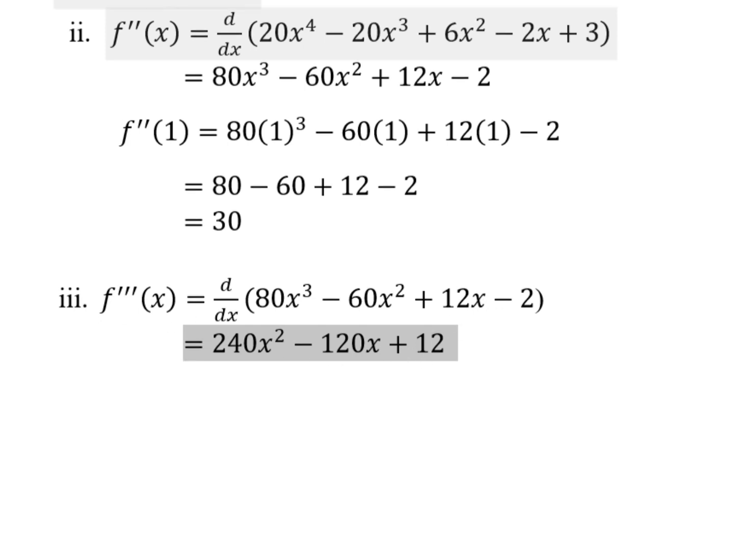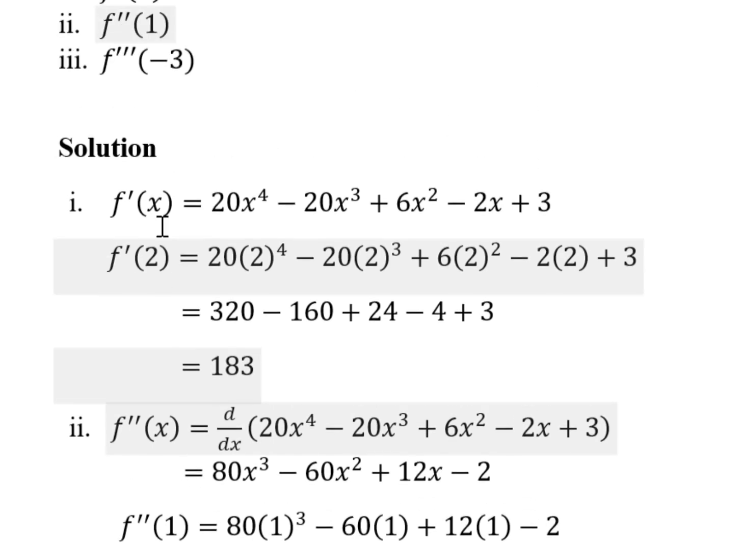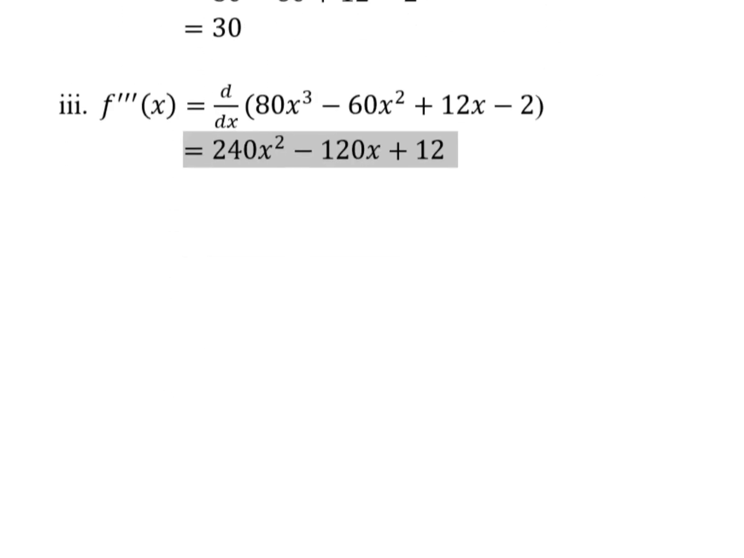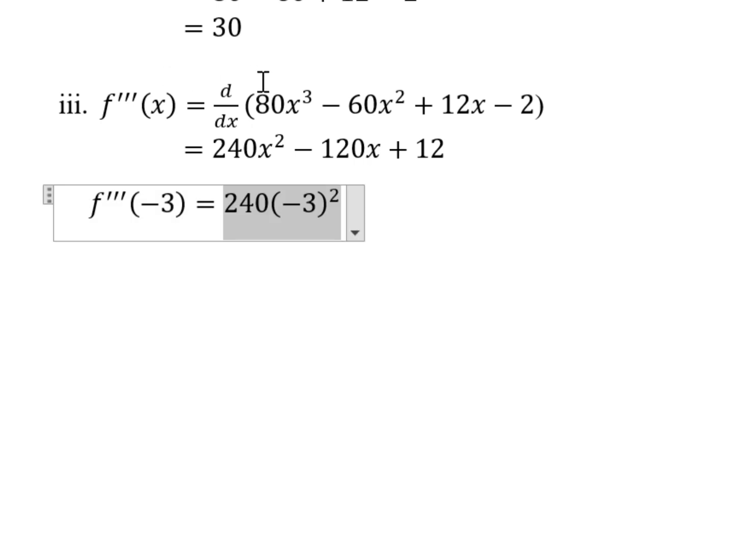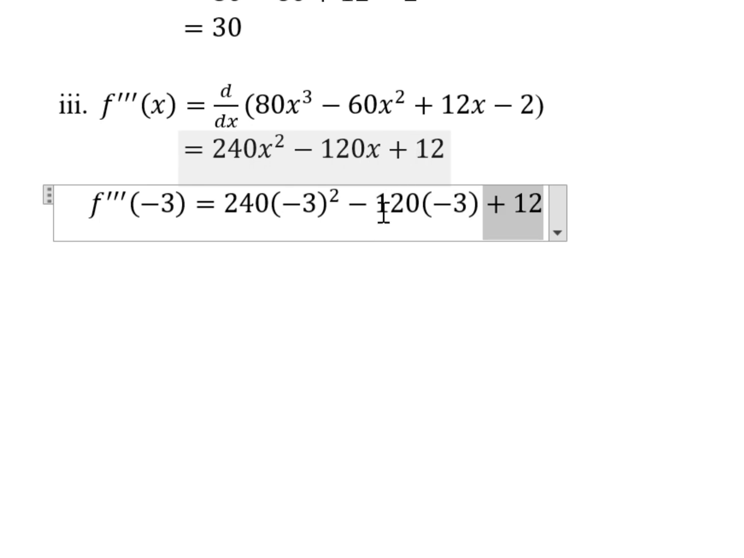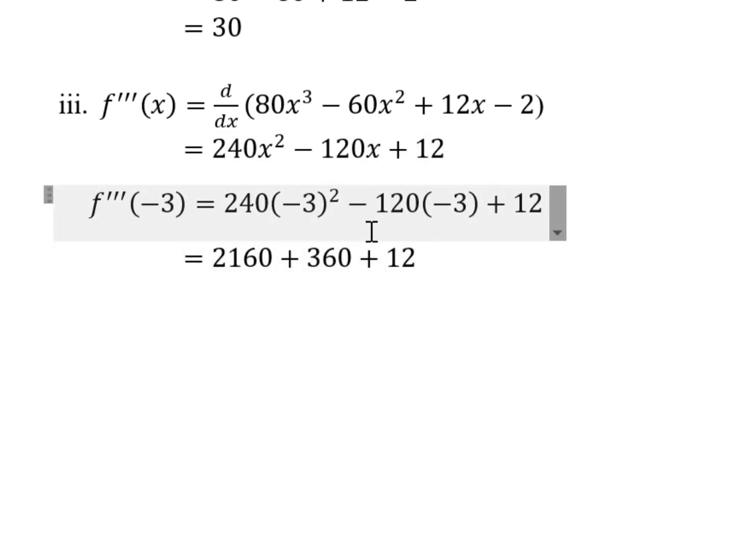But remember, we want f'''(-3). So we substitute x with negative 3. So that will be equal to 240 into (-3)^2 minus 120 into (-3) plus 12. And that gives us 2,532. So that's how we work them out.